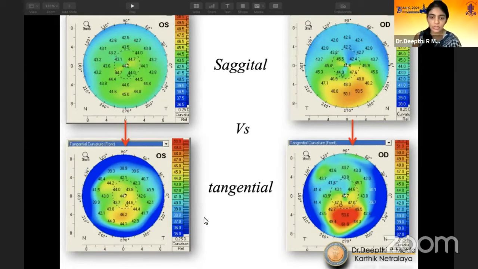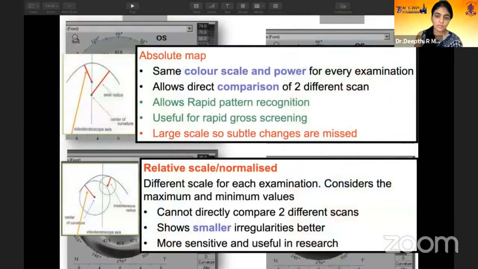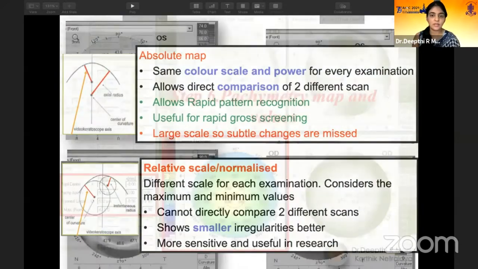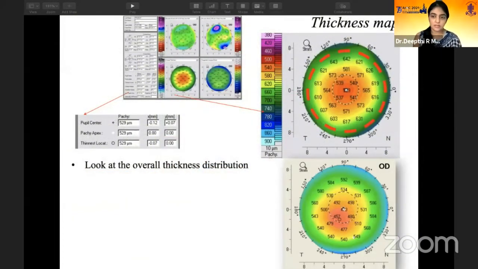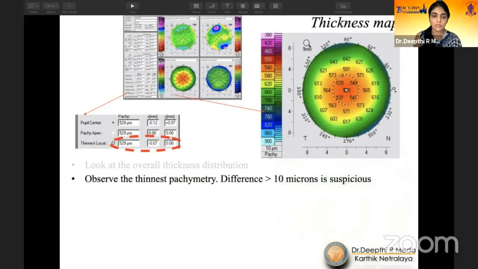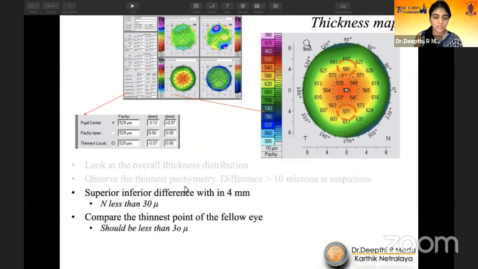So you need to be aware of something called tangential maps and turn on tangential whenever you feel you need to look at the smaller detailing. Now, pachymetry map, all of us know 470-480 is alert in our brains, but also look at smaller things like if the thinnest point is 10 microns lesser than the central, then that is a suspicious sign.